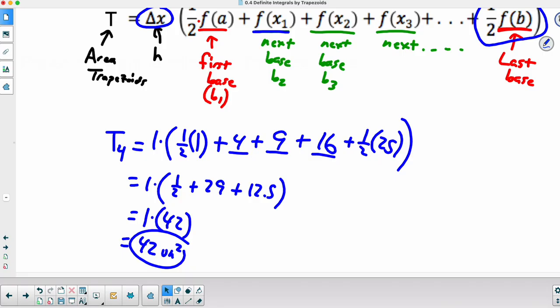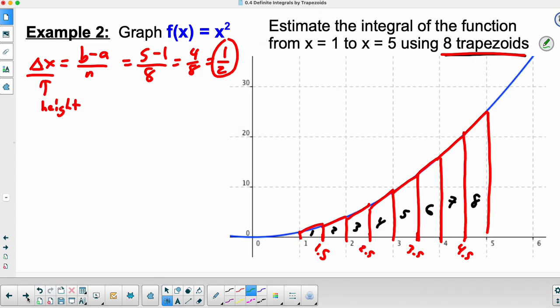So instead of doing each trapezoid individually, you're kind of speeding it up. Because I counted this 4 twice, I don't have to multiply by a half. Since I counted this 9 twice, I don't have to multiply by a half. The 16 twice, I don't have to multiply by a half. I just have to multiply the first base by a half, the last base by a half, and at the end, multiply by my change of x. In this case, it's just 1. Gives me my answer. So those of us that are still with me, fast forward to this.